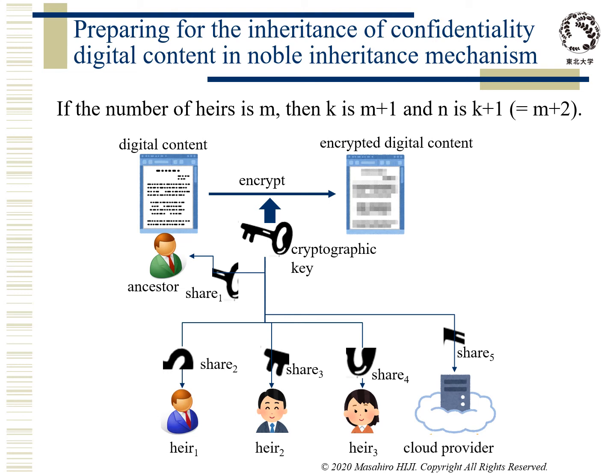The person or organization to whom the share is distributed, other than the ancestor and the heirs, can be any person or organization that the ancestor trusts to pass the share to the heirs in accordance with the correct procedure at the time of inheritance. The ancestor chooses the cloud provider as such a trustworthy organization. The heirs, ancestor, and cloud provider store the distributed shares.